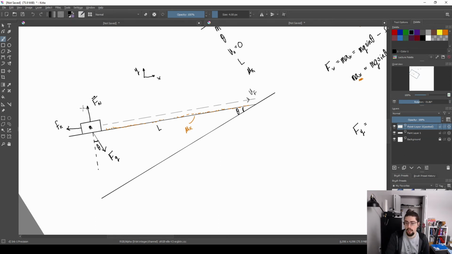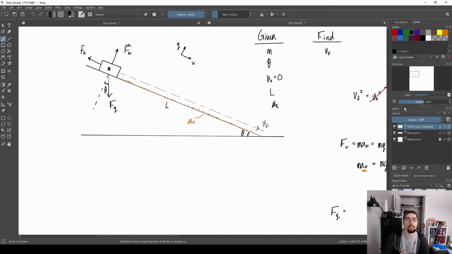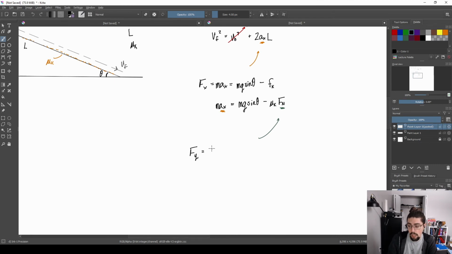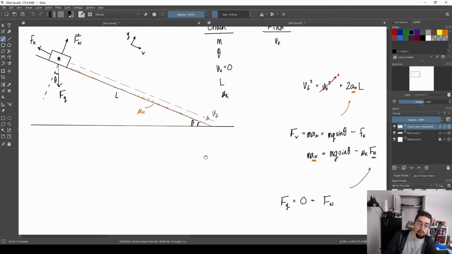I don't expect my block to suddenly start flying up. That doesn't make any sense to me. I don't expect it to fall through my slope. That doesn't make any sense to me either. I expect it to essentially stay still in my y-axis and move over in the x-axis. So that means I expect there to be 0 acceleration, 0 net force in the y direction. F of y should be equal to 0. What goes into that? Well, I have my normal force pushing up. I have the y component of gravity pulling down.